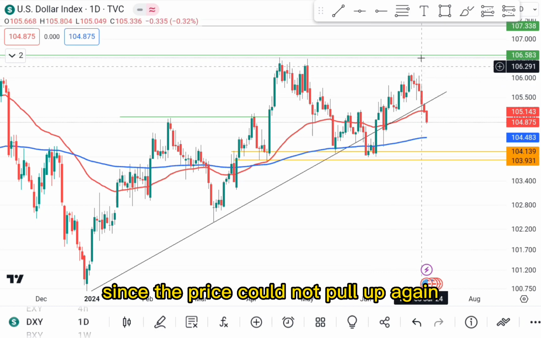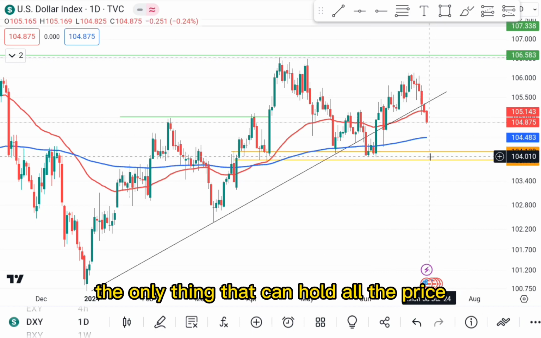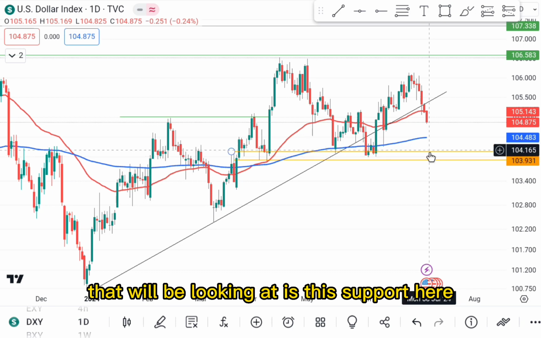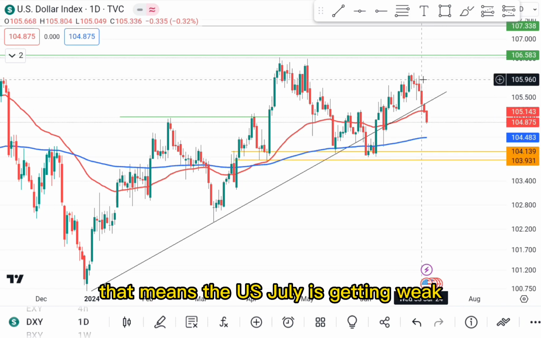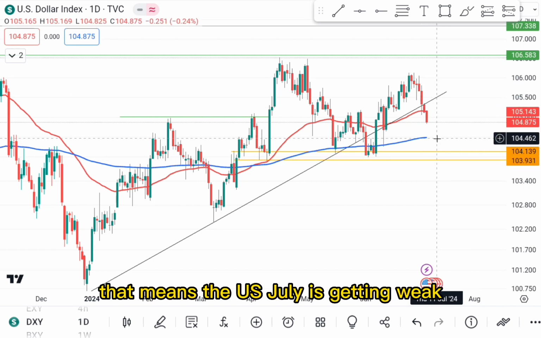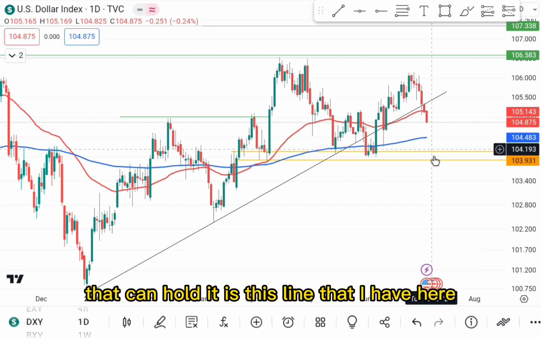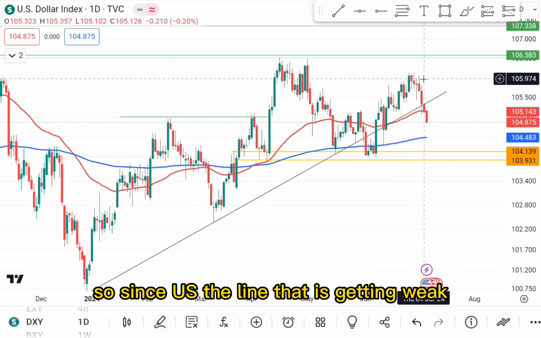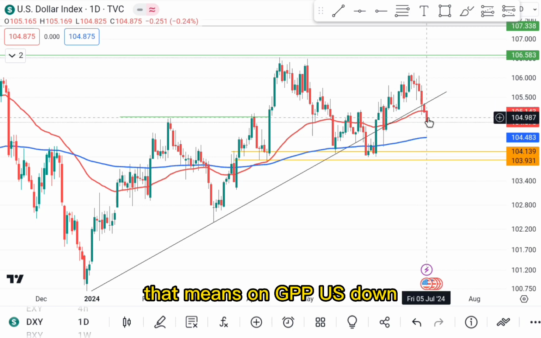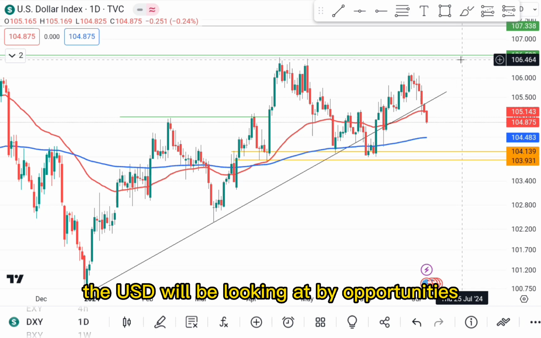Since the price could not pull up again, the only thing that can hold the price is this support here. So that means the US dollar is getting weak. That is what it means. And the only support that we have here that can hold it is this line that I have here. So the US dollar is getting weak now. So since the US dollar index is getting weak, that means on GBPUSD and EURUSD, we'll be looking at buy opportunities.